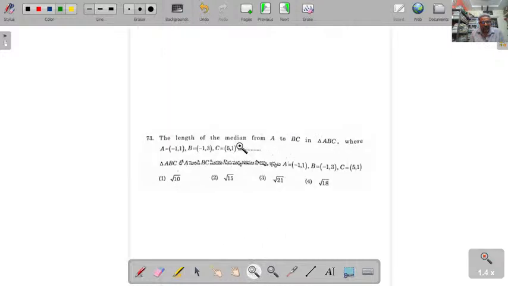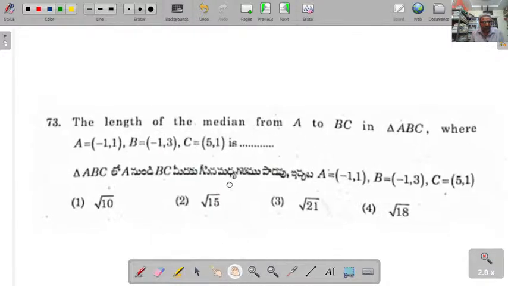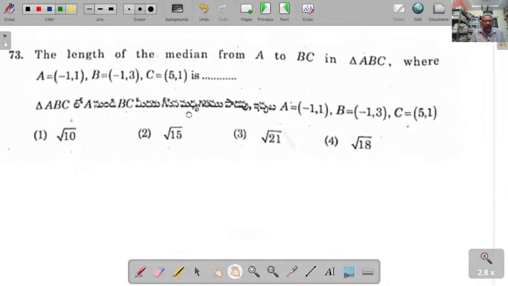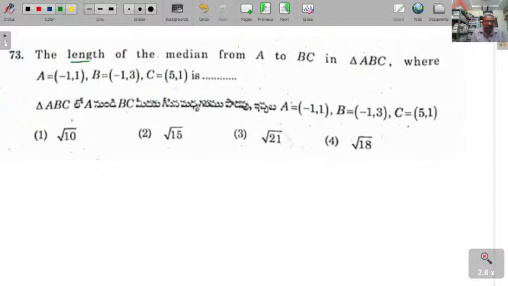So first, all of you look at the screen. This is also a very important question, right? It may be asked in properties of triangle, also in EAMCET, in geometry also this question may be asked. See, the length of the median from A to BC in triangle ABC.